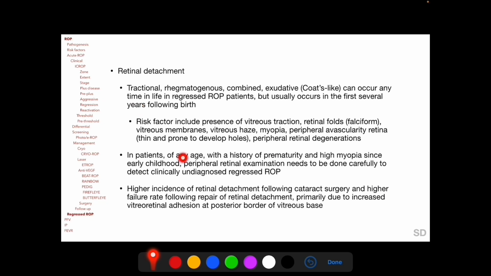So in patients of any age with a history of prematurity and high myopia since early childhood, high myopia being a typical feature of regressed ROP, peripheral retinal examination needs to be done carefully to detect clinically undiagnosed regressed ROP. This is because regressed ROP patients are also found to have a higher incidence of retinal detachment following cataract surgery later in life and also a higher failure rate following repair of retinal detachment.